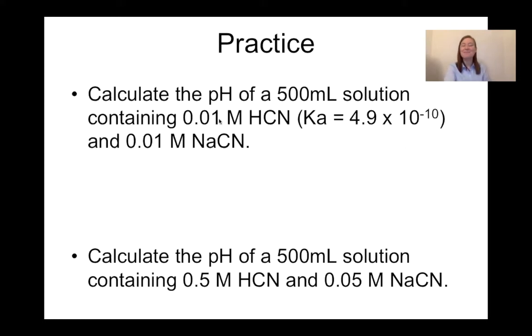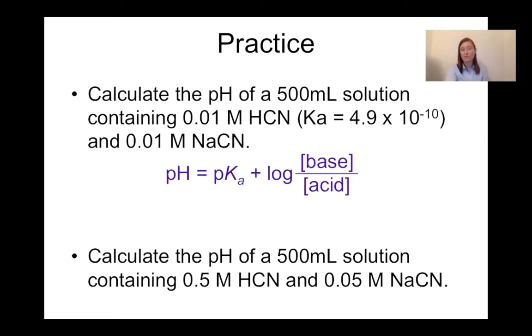Okay, so let's go ahead and solve this. We can solve this the long way using an ICE table, but we can also solve it a lot more quickly using the Henderson-Hasselbalch equation, the buffer equation that we talked about yesterday. So here's the Henderson-Hasselbalch equation, right? pH is going to equal pKa plus log times the concentration of base over concentration of acid.